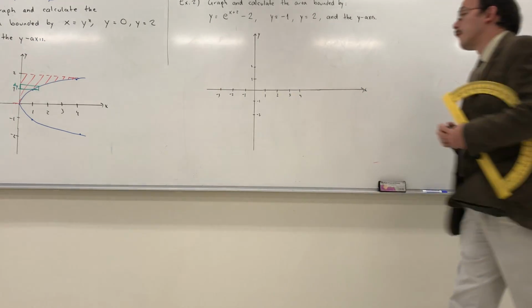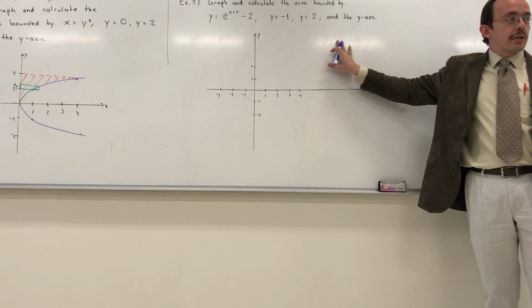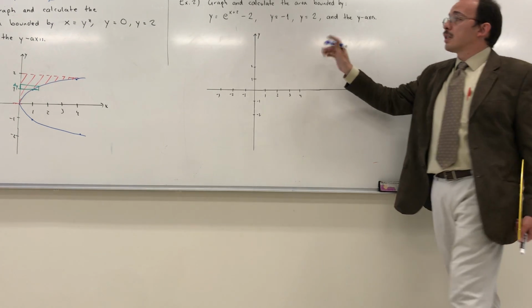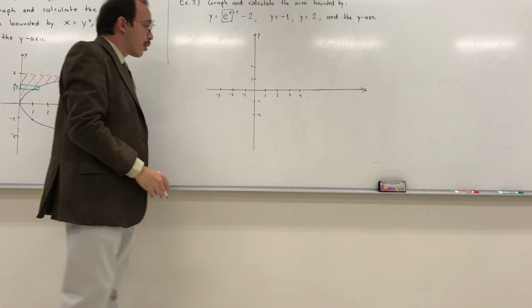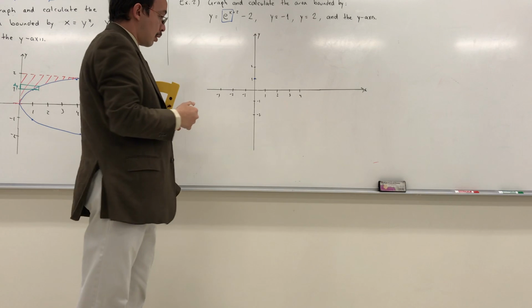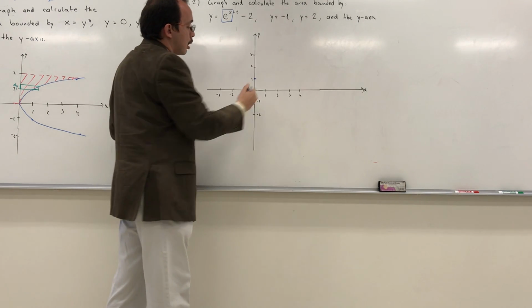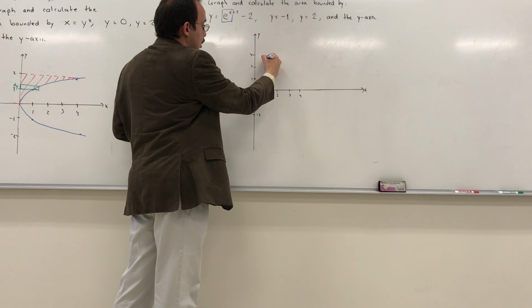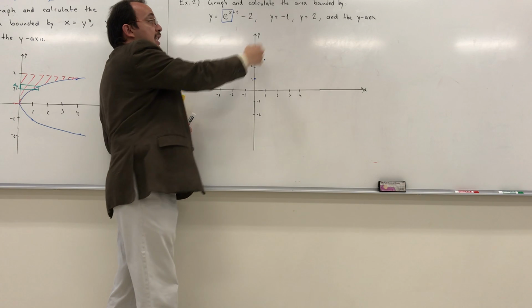Okay, fine, pay attention. What I'm going to do is use transformations for this, okay? Remember that the function e to the x has special points: (0, 1) and (1, 2.7), the base e. Remember that? And the graph will be something like this. That's the graph for e to the x.